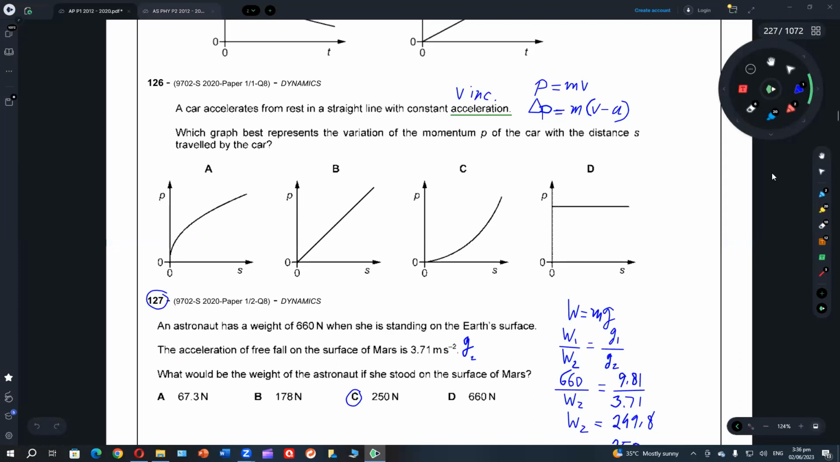So I've shown the impulse: when momentum is changing, it means there is impulse. The tricky part is that he's relating momentum of the car with the distance traveled by the car. How can we relate momentum with distance? Momentum is directly proportional to velocity. That's right, but we should try to get a formula relating momentum and distance. Momentum can be related with kinetic energy, and kinetic energy can be related to work done. Work done can be related to distance.